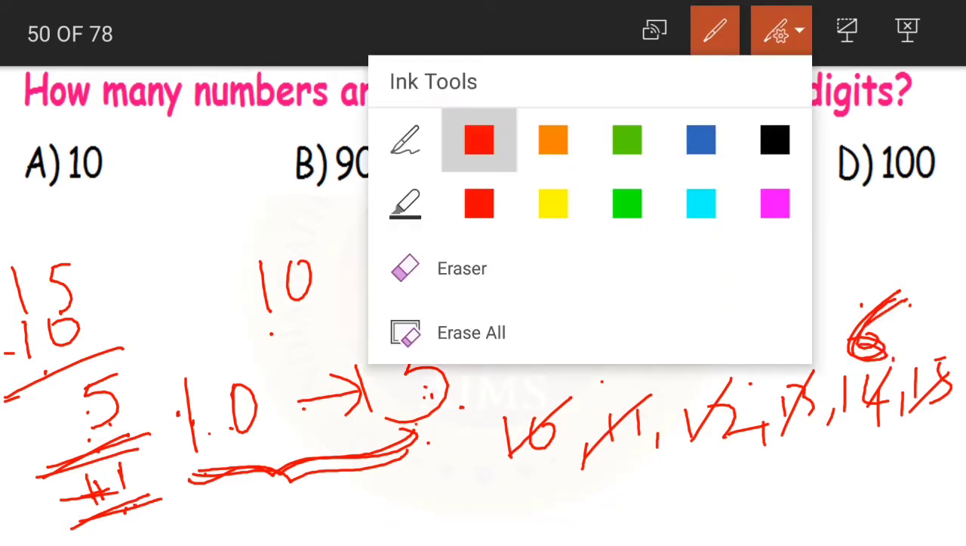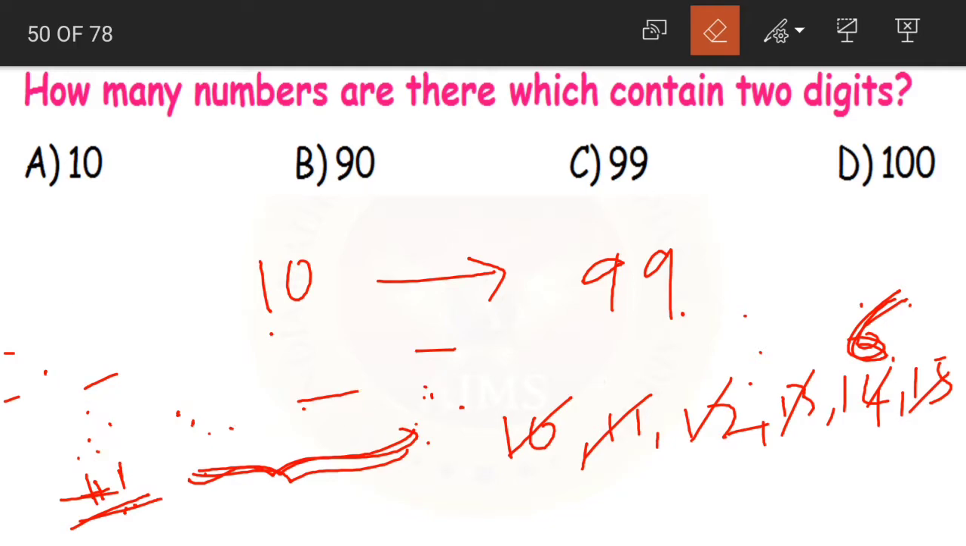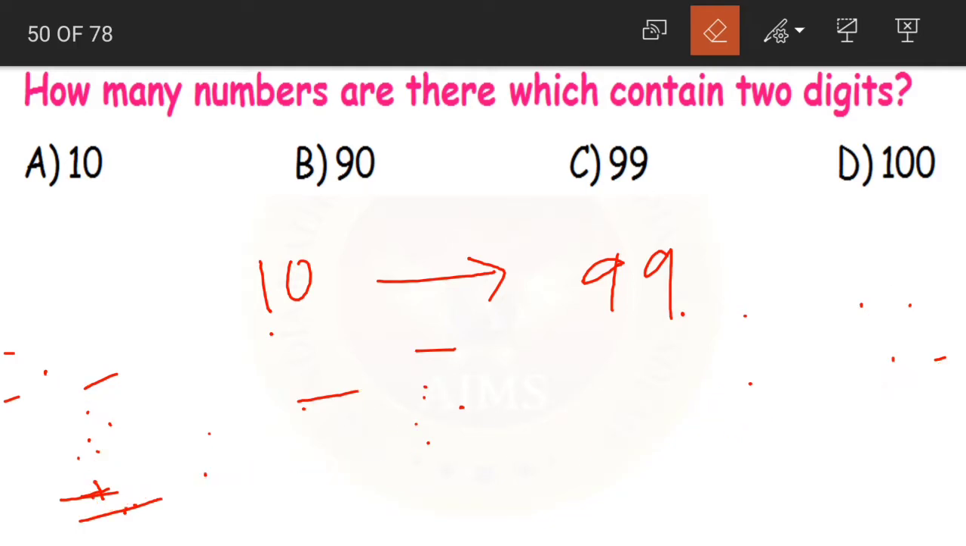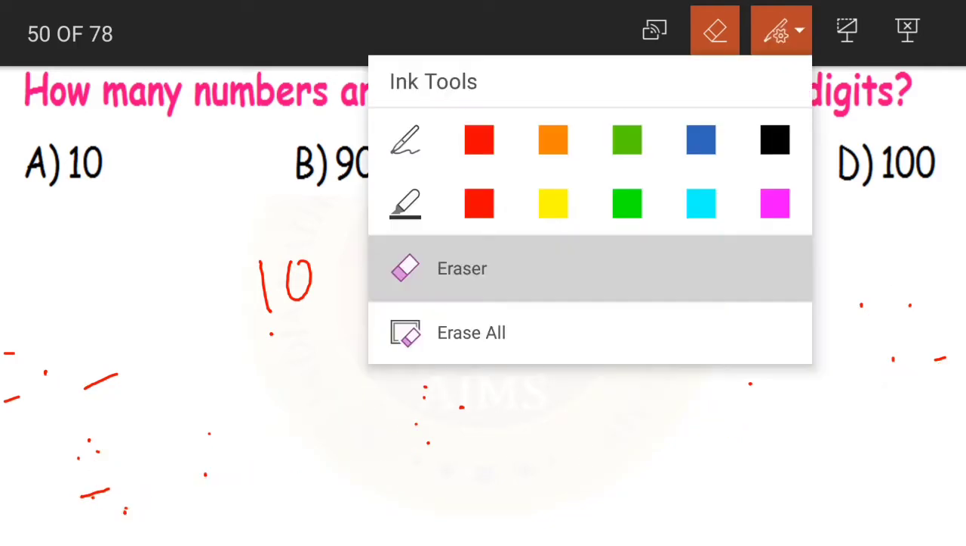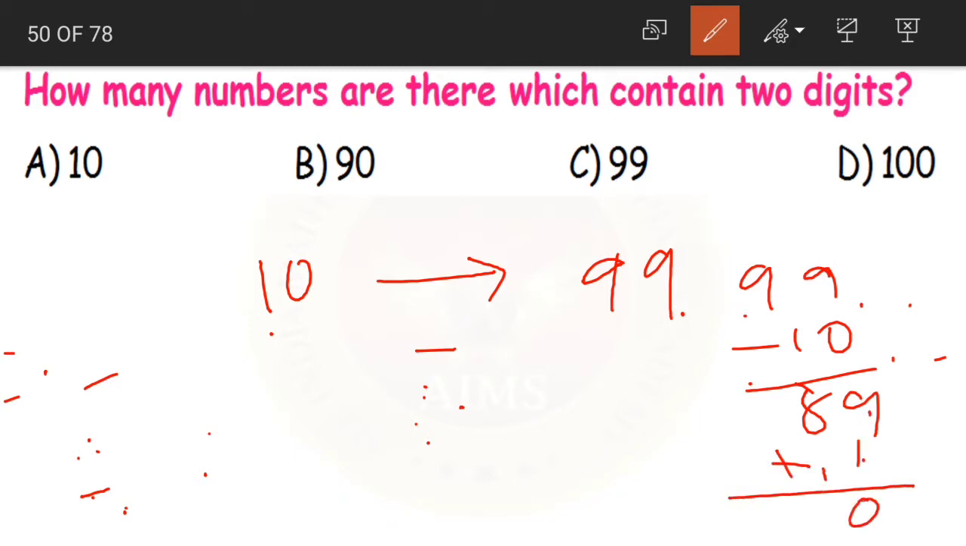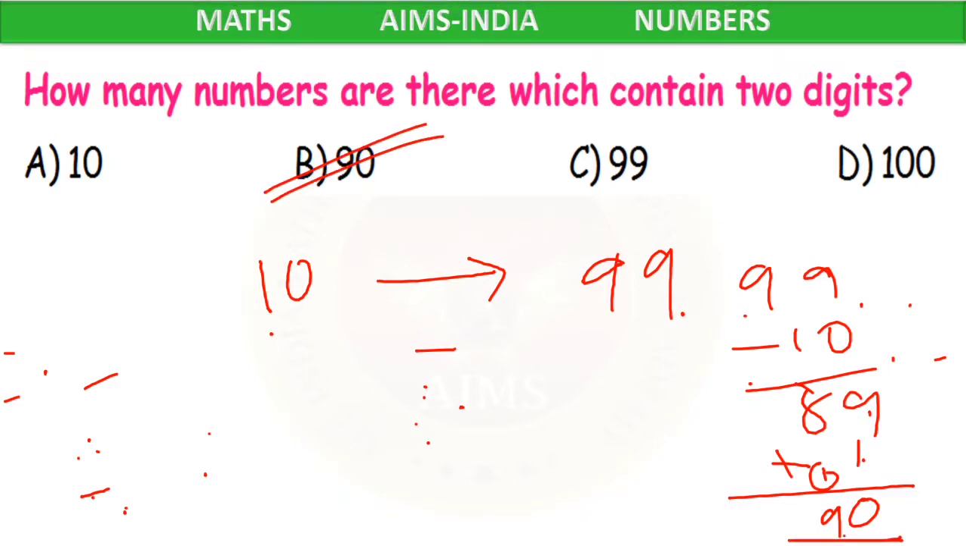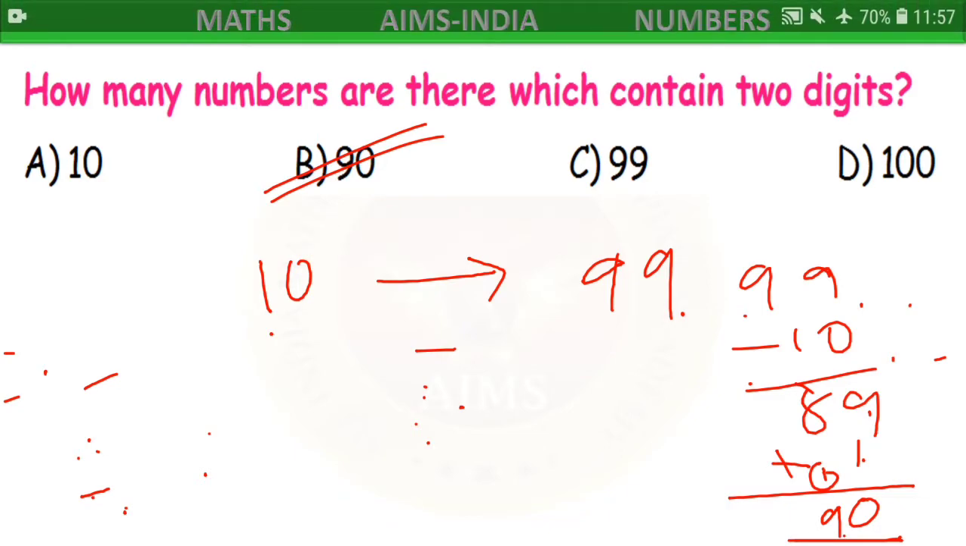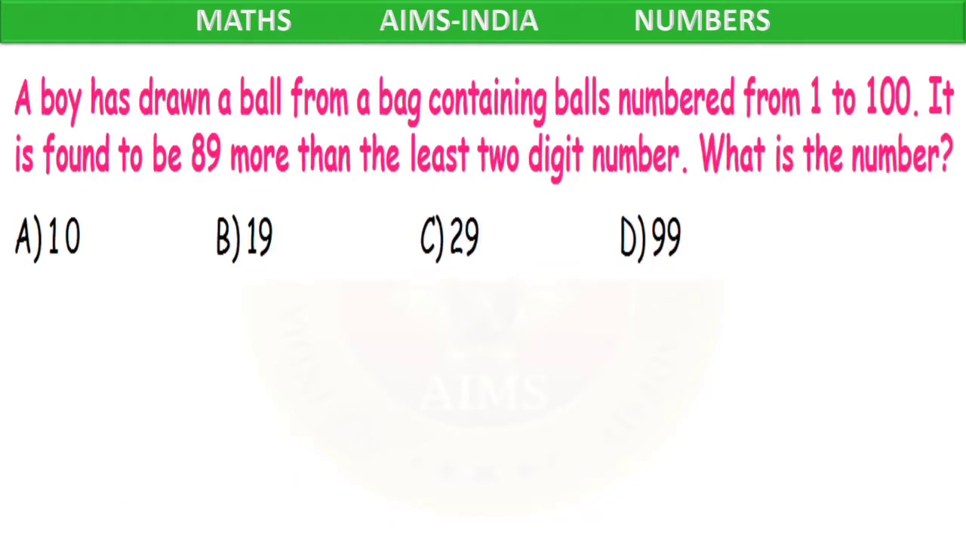Yes? So in the same way, to find out the numbers from 10 till 99, what should we do? We should first subtract 99 minus 10. It will give us 89. For that we need to add 1. 9 plus 1 is 10, 8 plus 1 is 9. There are 90 two digit numbers. I hope the concept is clear children. Yes, there are 90 two digit numbers from 10 till 99.